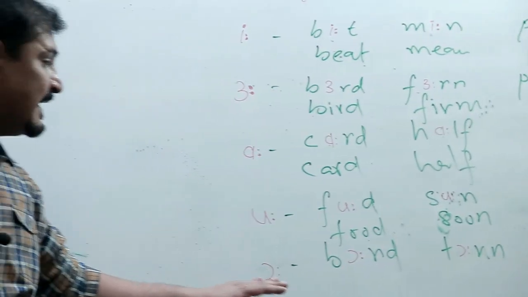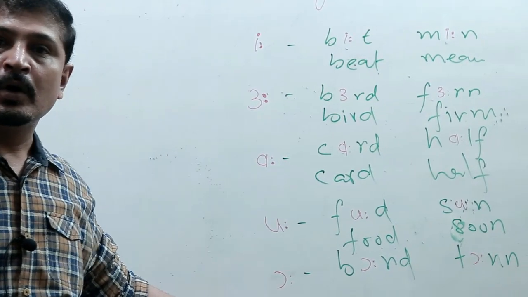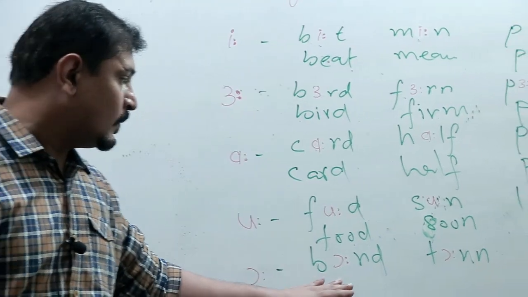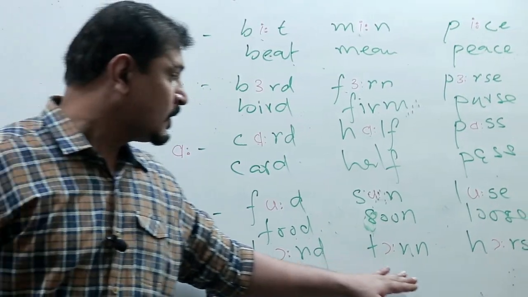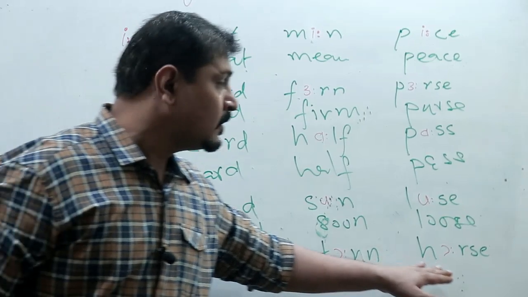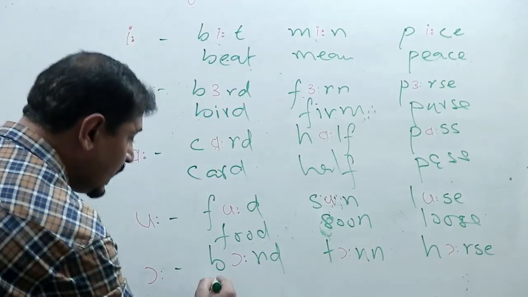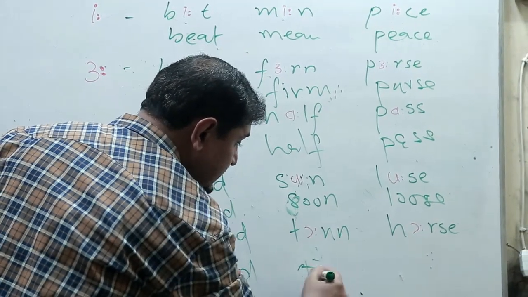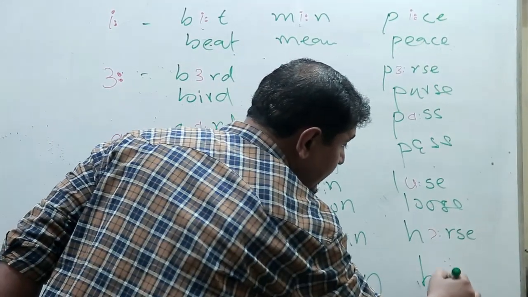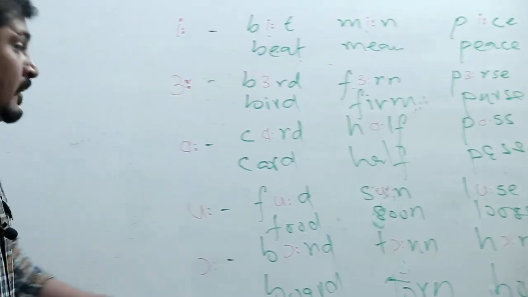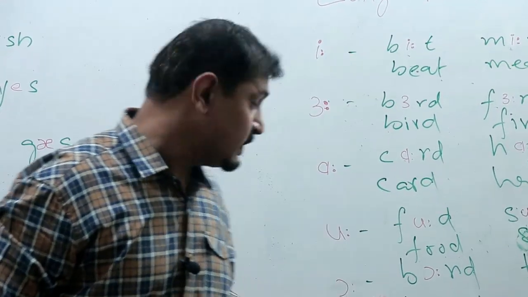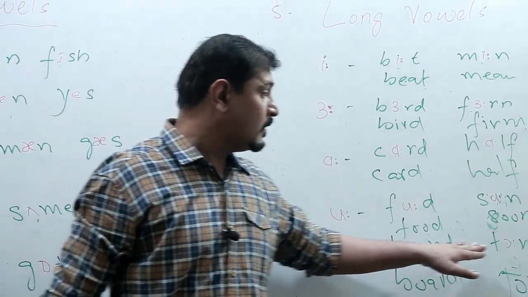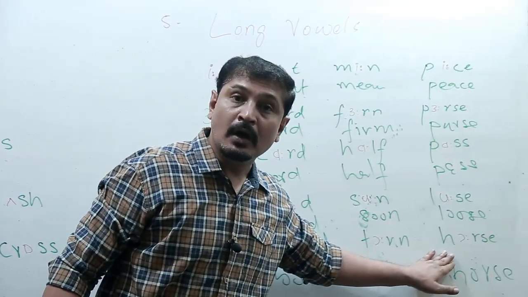The last one is oh. The words like board, tone, horse. If I write as a spelling, board, tone, and horse. Board, tone, horse.